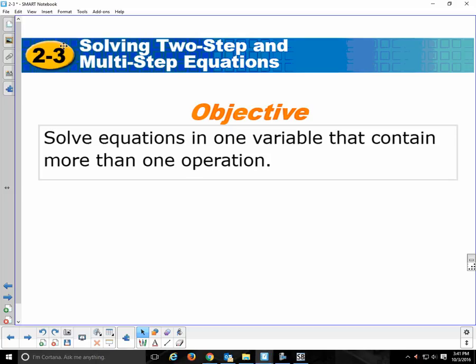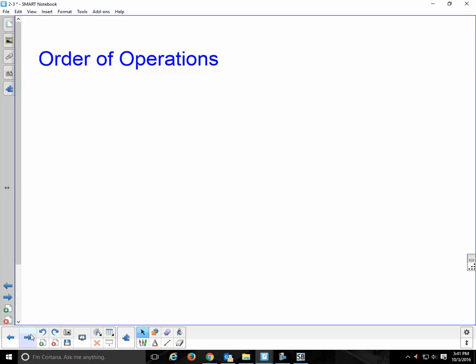Section 3, we're looking at multi-step equations at this point. So we started off with just one-step equations. You add, you're done. You subtract from both sides, you're done. You multiply to both sides, you're done. You divide by both sides, you're done. Now we're looking at equations that have more than one operation, more than one step.